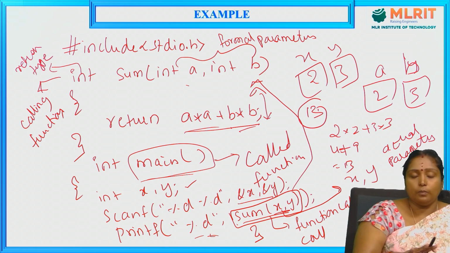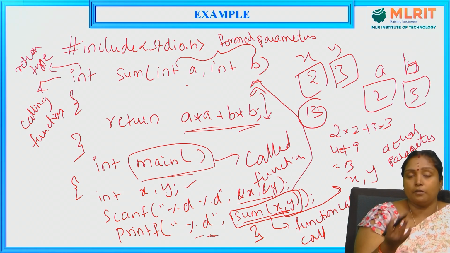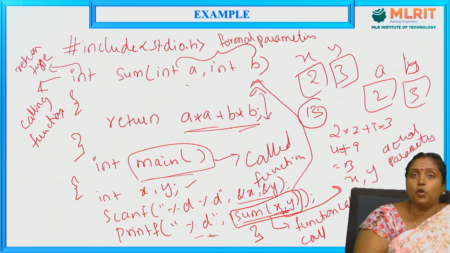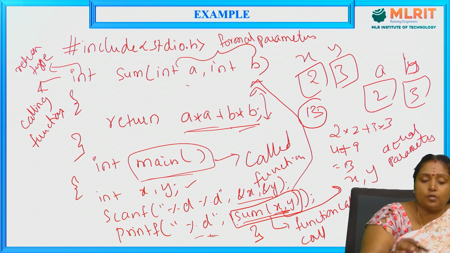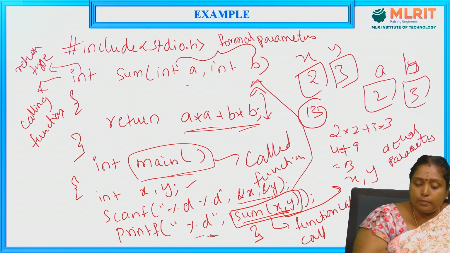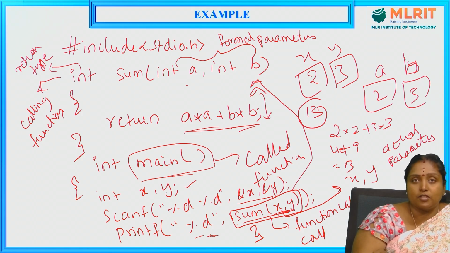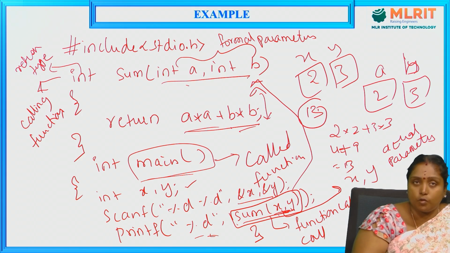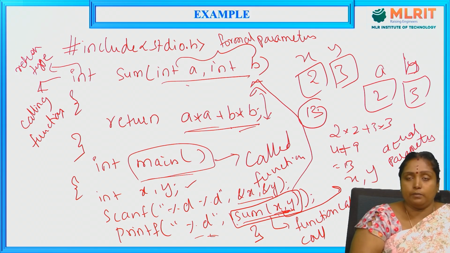Okay. So main is calling some function. So main is the calling function, and this is the called function. Whatever parameters you are passing are called actual parameters. What you receive are formal parameters.